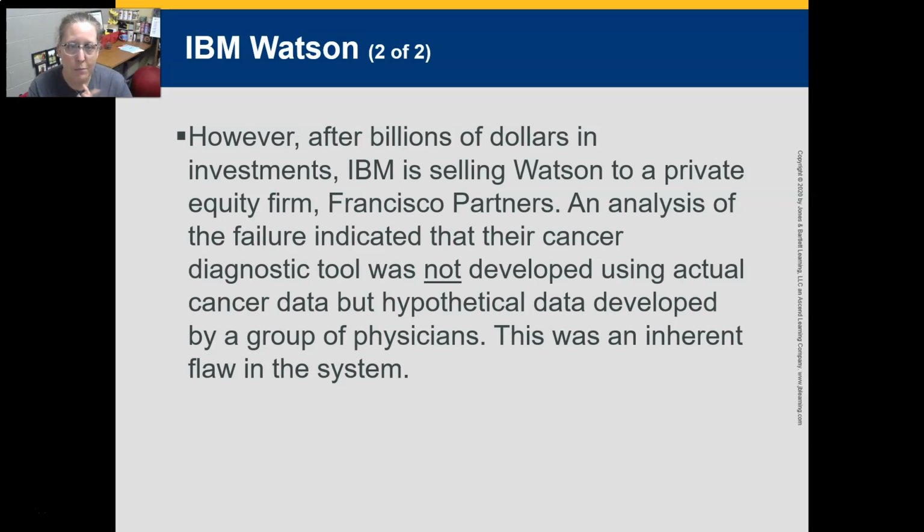But after billions of dollars in investments, IBM sold Watson Health to a private equity firm called Francisco Partners. An analysis of the failure indicated that their cancer diagnostic tool was not developed using actual cancer data, but hypothetical data developed by a group of physicians, and that was a flaw in the system. This really highlights some of the weaknesses of AI, because it is only as good as the information you feed it to learn on. If it learns on bad information, the AI system is not going to work really well.